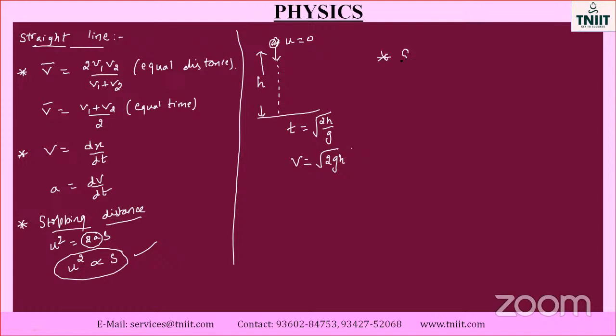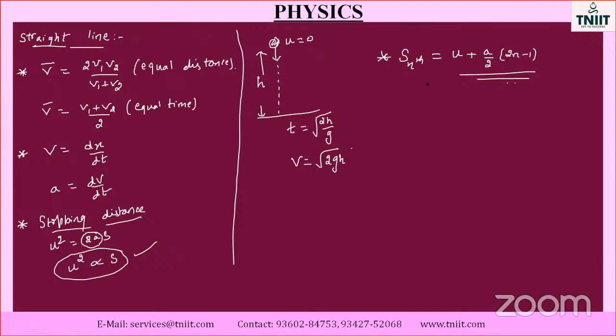Usually they will ask, what is the distance traveled in the nth second? The distance traveled in the nth second is given by the formula u plus a by 2 into 2n minus 1. So please remember, the distance traveled in the nth second is u plus a by 2 into 2n minus 1.